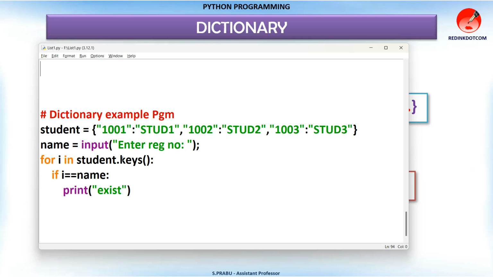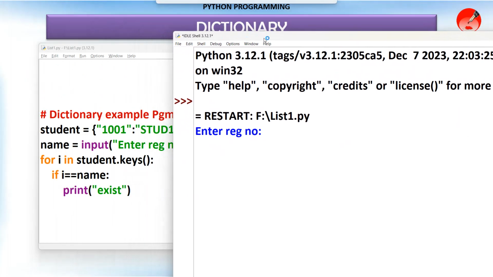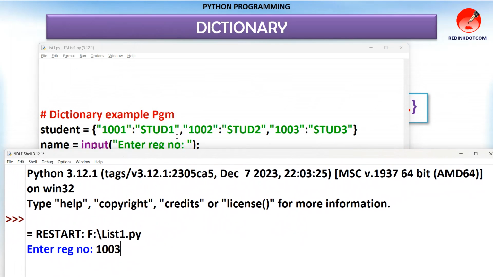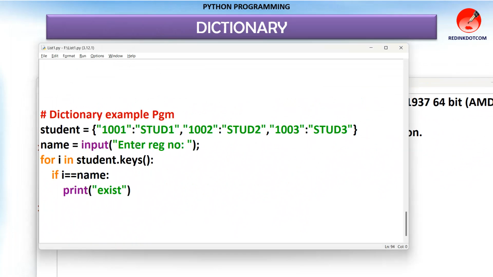In this for loop, I can read all the key values one by one and check whether that register number is equal to the entered register number or not. If it is there, I can tell the student exists in this class. So it asks the student register number. I can give 1003. So 1003 is the register number present in this dictionary. After pressing the enter key, it shows that the particular register number is present in this dictionary.